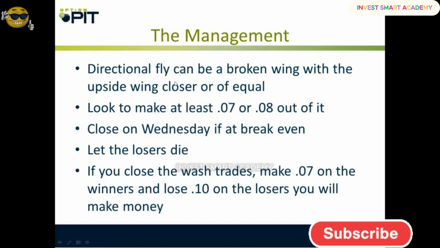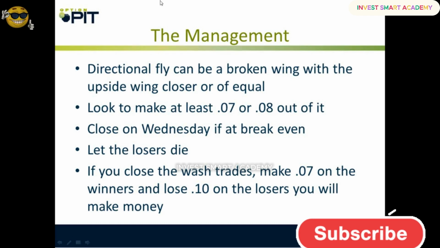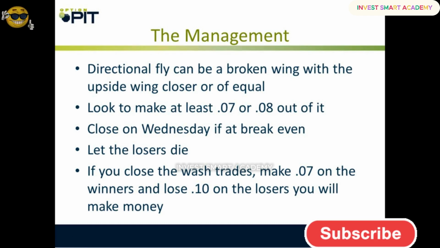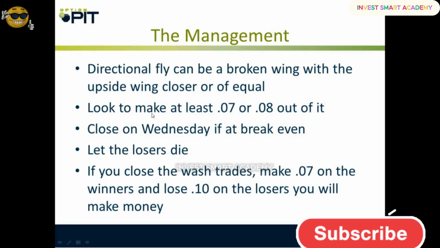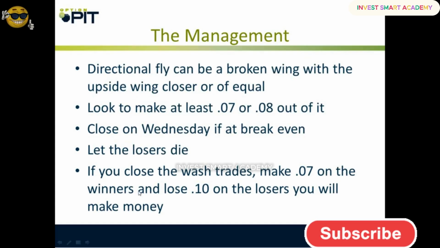All right, a directional fly can be a broken wing with the upside closer or of equal. That's fine. I'm looking to make a minimum of 7 cents, right? Because my cost to get in is going to be, if I'm paying 50 cents a contract, my cost to get in on a 10 lot, 40 bucks, right? 4 cents. So I want my net cost to be around 10 or 11. Certain losers, all right?